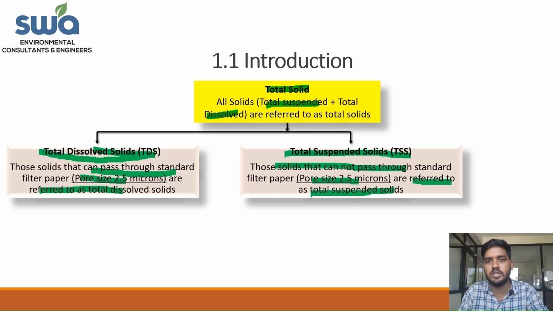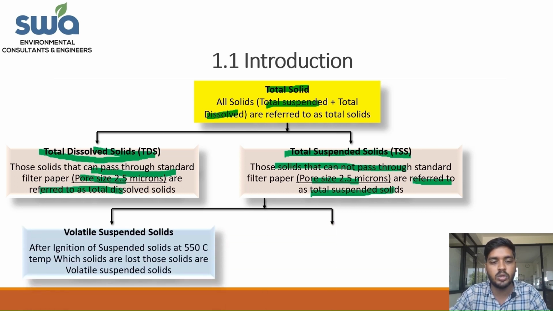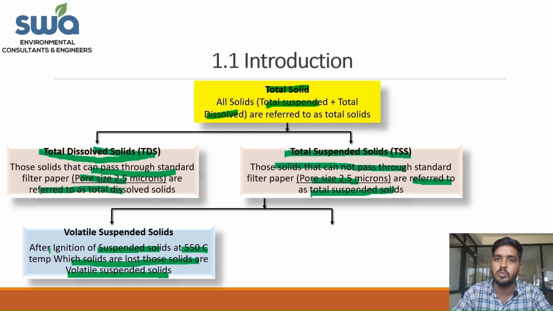The suspended solids are made up of two other solids. First is volatile suspended solids. Basically, the volatile suspended solids are the solids which ignite at 550 degrees centigrade. So if we ignite the suspended solids at the high temperature of 550 degrees centigrade, the solids which are lost are referred to as volatile suspended solids. So basically these solids are combustible and can be lost by ignition at high temperature.